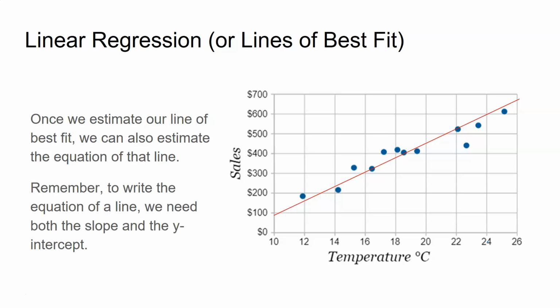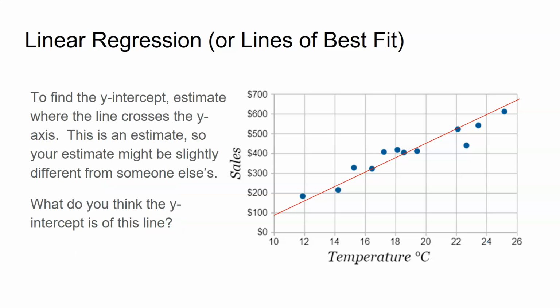Once we estimate our line of best fit, we can also estimate the equation of that line. Let's start by remembering that to write the equation of a line, we need both the slope and the y-intercept. To find the y-intercept, we're going to estimate where the line crosses the y-axis. It may not always be at 0. This is an estimate, so your estimate might be slightly different from someone else's. What do you think the y-intercept is of this line?